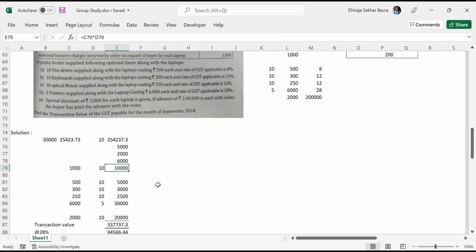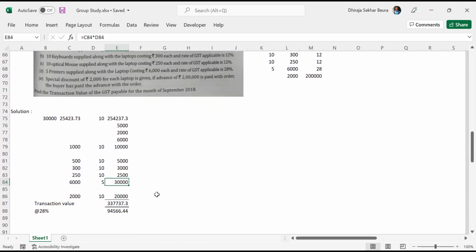Then we are moving to the pen drives. There are 10 pen drives over there, so 500 into 10 comes to 5,000. Similarly, keyboards 300 into 10 comes to 3,000. Similarly, 250 into 10, 2,500 for the optical mouse. And be careful again, 6,000 into 5, not 10, because 5 printers were there, so 30,000.